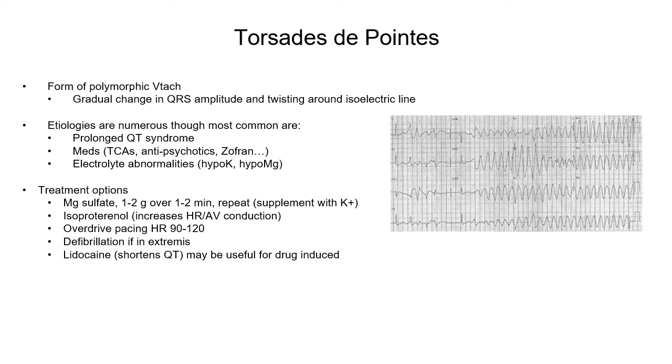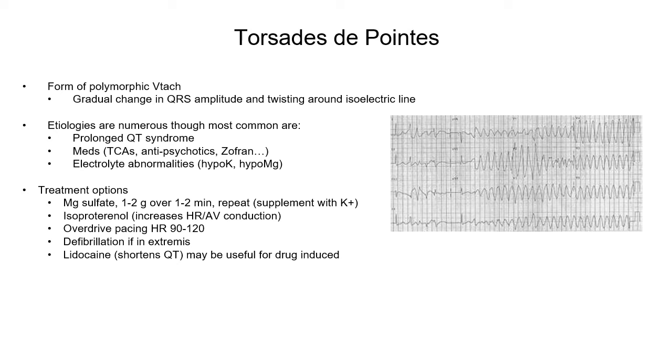There are many causes of Torsade de Pointes, and one of them is prolonged QT syndrome, but there are also medications that can cause this. The medications you have to think about are Zofran, which is a common cause, and antipsychotics like Haldol or Droperidol. You also think about electrolyte abnormalities. If the patient has very low potassium or low magnesium, that can be a cause of Torsade de Pointes.